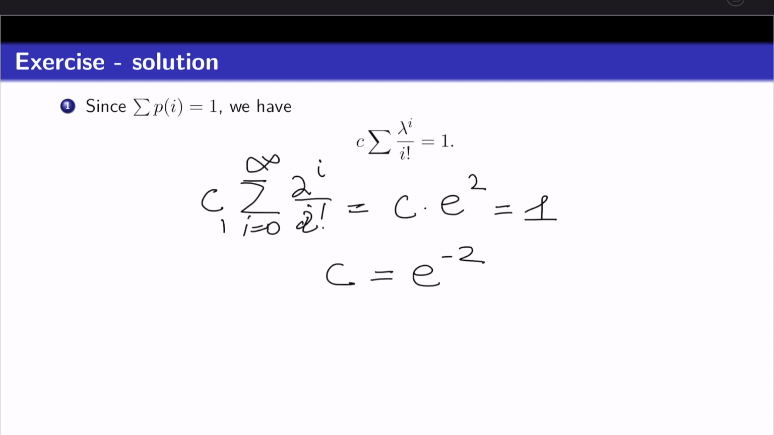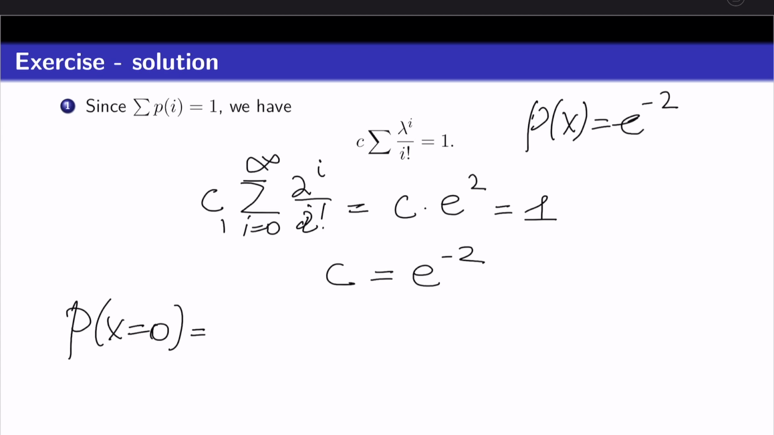And if you would like to now evaluate the probability that x is equal to 0, you are going to simply substitute 0 for i. Do you remember? P of x now is going to be c, which is e to the power of minus 2, times 2 to the power of i divided by i factorial, okay? And if you would like to evaluate that x is equal to 0, it is going to be e to the power of minus 2 times simply 2 to the power of 0.